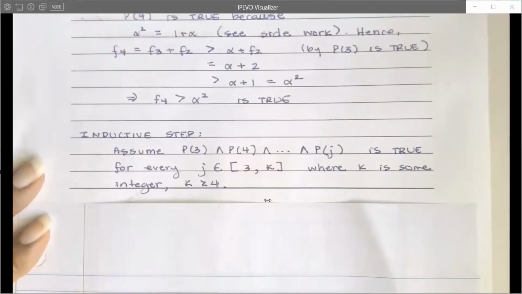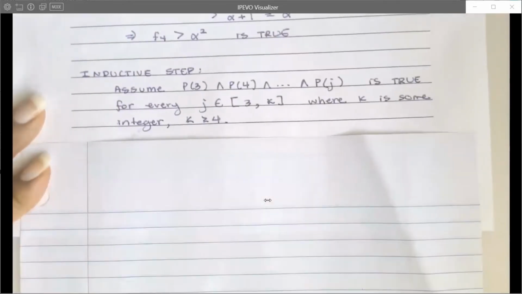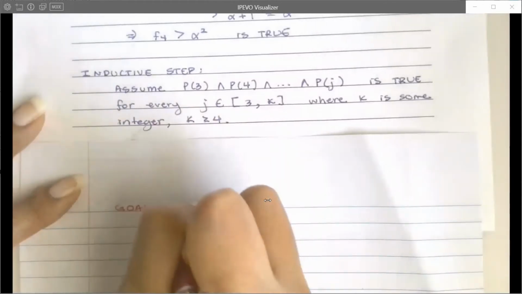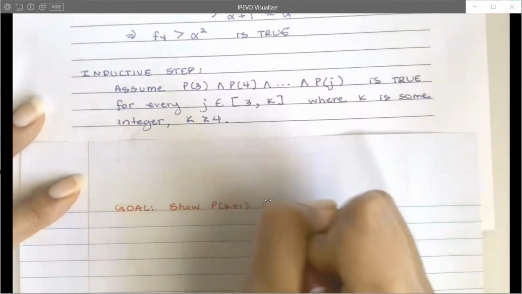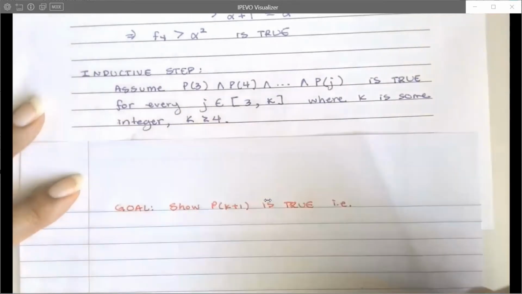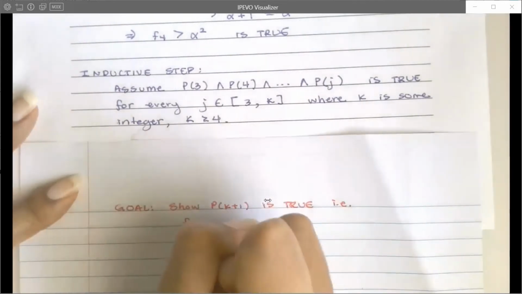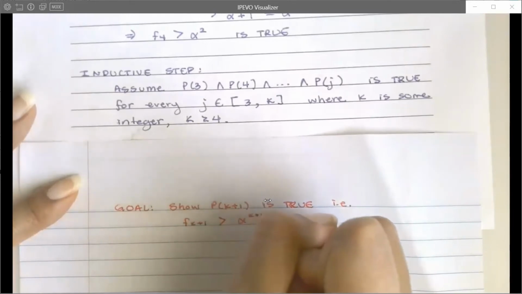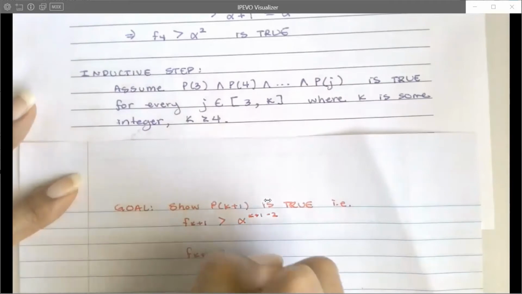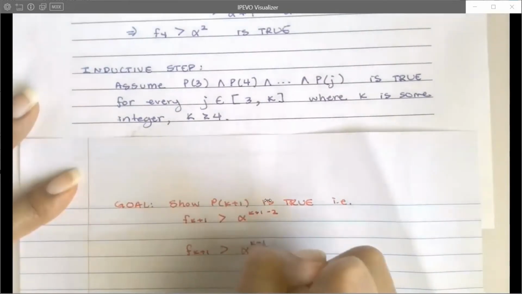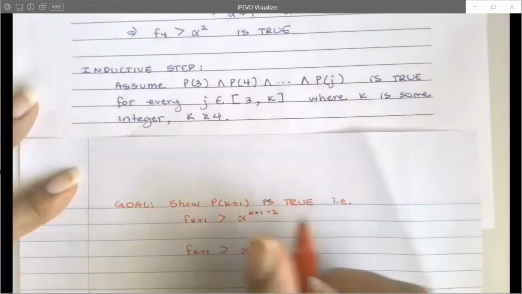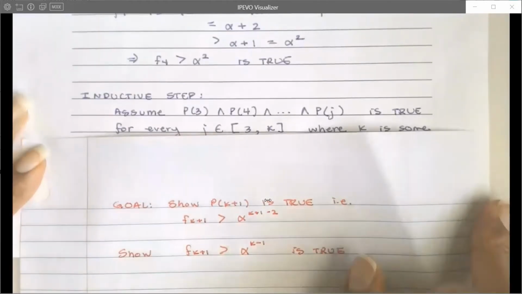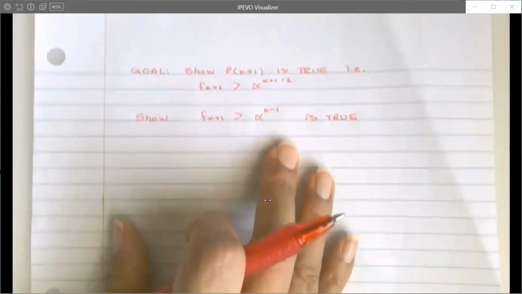Now, what are we trying to prove? Well, we're trying to prove that P of K plus 1 is going to be true if this is true. And so let me just write that as our goal. The goal is to show that P of K plus 1 is true. So, i.e., that would be the statement that F of K plus 1 is going to be greater than alpha to the K plus 1 minus 2. Or in other words, that F of K plus 1 is going to be greater than alpha to the K minus 1. That's the goal. So let's work towards that goal now.